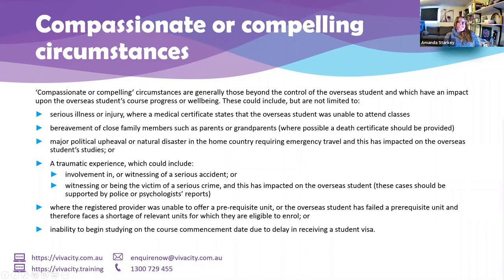So what are compassionate and compelling circumstances? Generally, those beyond the control of the overseas student and which have an impact upon the overseas student's progress or well-being are considered to be compassionate or compelling. This could include, but is not limited to, serious illness or injury. The evidence for that would be a medical certificate stating that the overseas student was unable to attend.